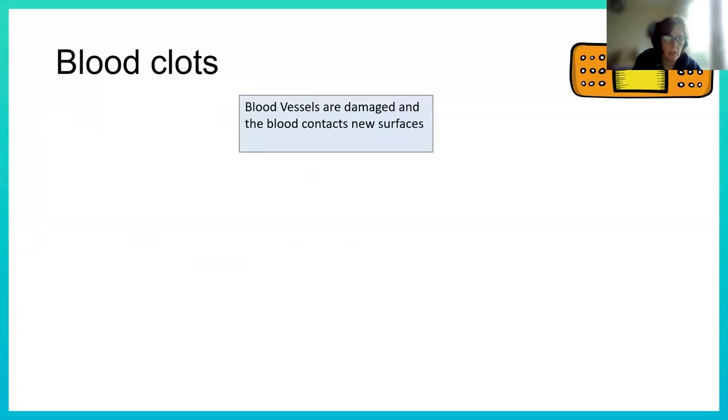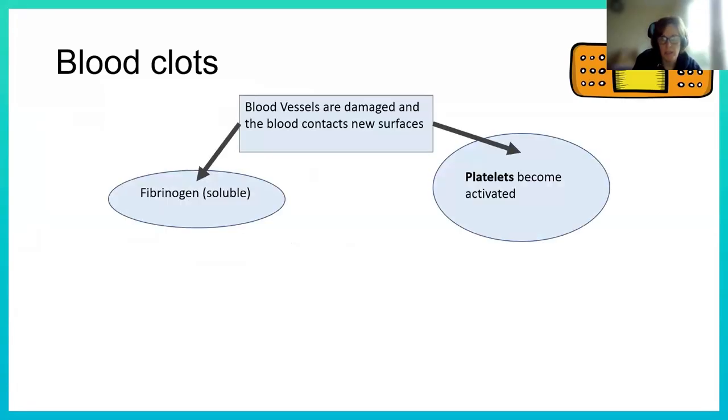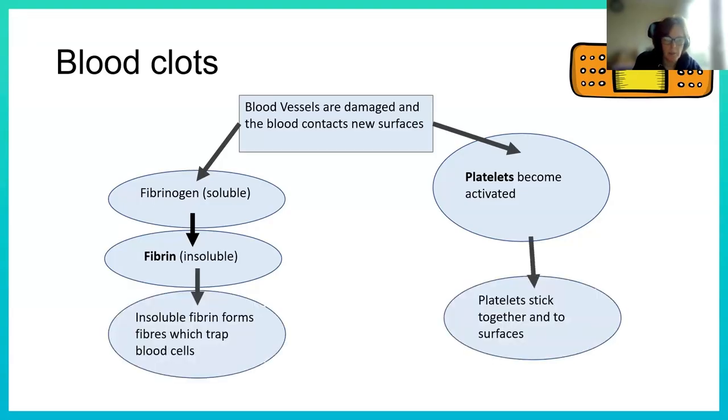We're going to have a look at blood clotting. So if a blood vessel is damaged and the blood comes into contact with new surfaces, two things happen. The platelets become activated and the fibrinogen, which is a protein which is floating around, which is soluble, becomes insoluble. It turns into its insoluble form called fibrin. So chemical reactions make that happen.